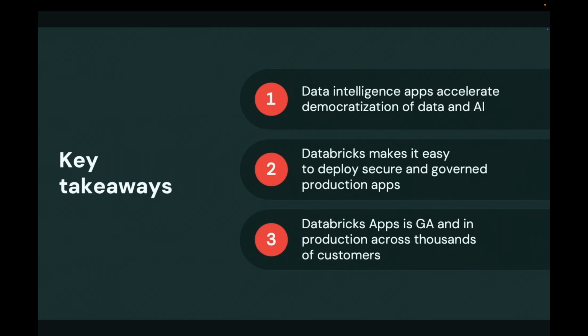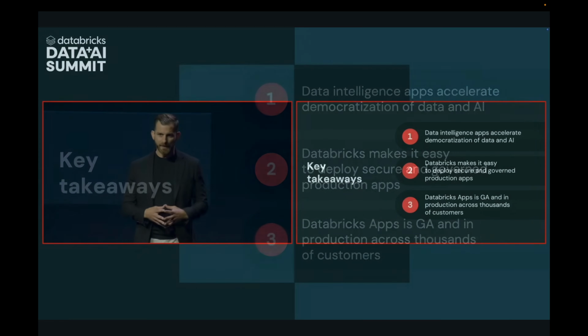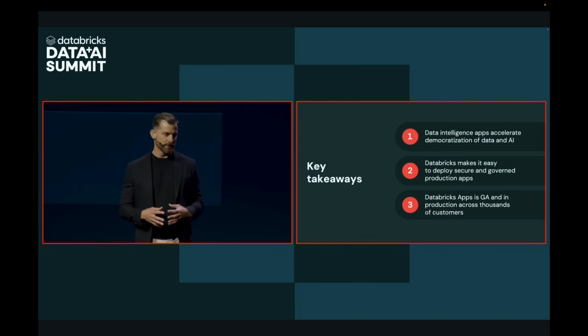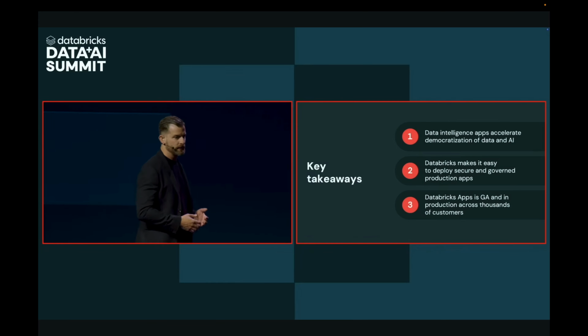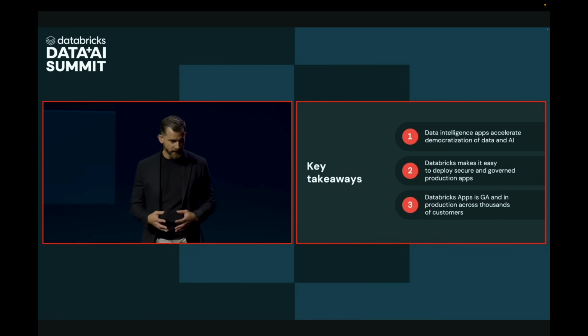All right. With that, a couple key takeaways. Data intelligence apps really help accelerate democratization of data and AI within your organization. No longer is this stuck behind technical interfaces and requires knowledge of coding or Python or SQL. Anybody can tap into data and AI through applications. Databricks makes it easy to deploy secure and governed production applications.